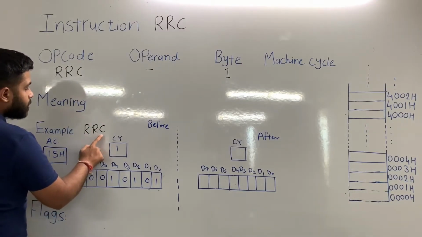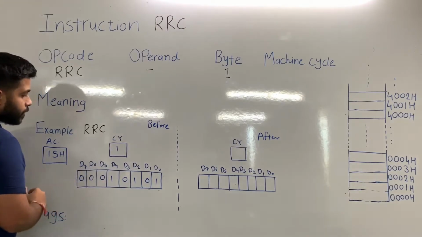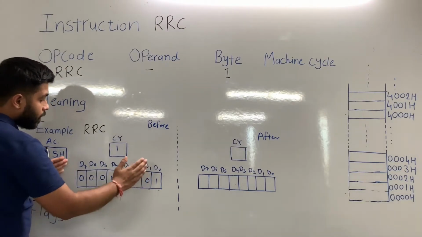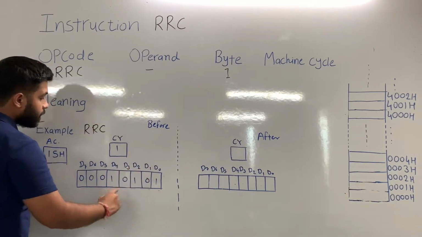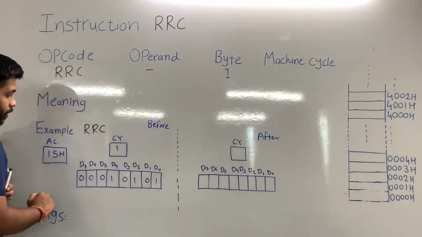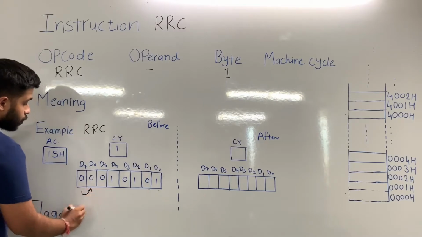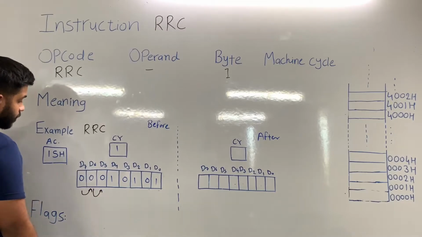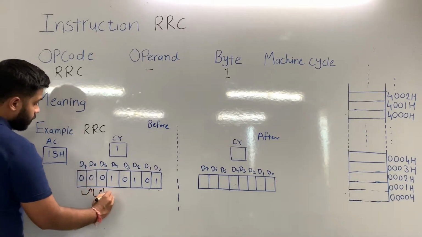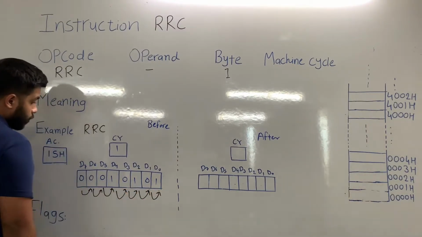Let's repeat. RRC means rotate the content of accumulator right side without carry. So when this instruction is executed, all the content of the accumulator will be shifted towards the right side. So the value which is present in D7 will be shifted to D6. The value which is present at D6 will be shifted to D5. The value at D5 will be shifted to D4, D3, D2, D1 and D0.